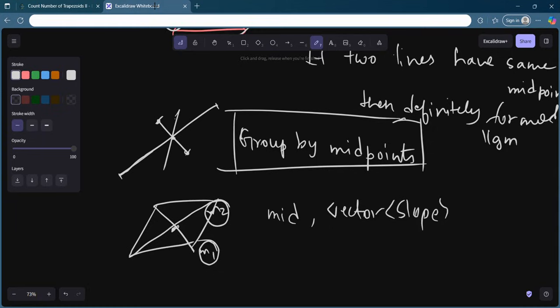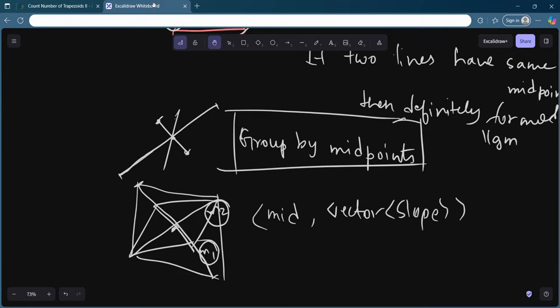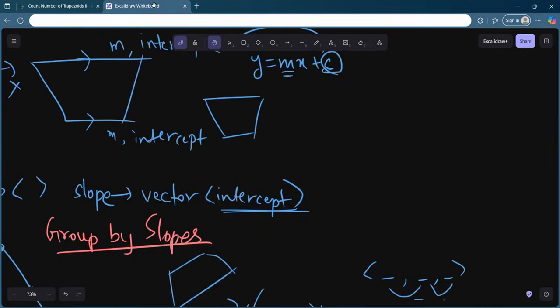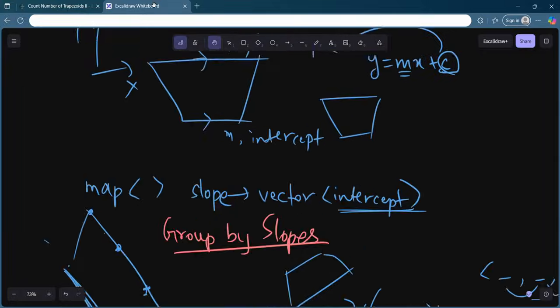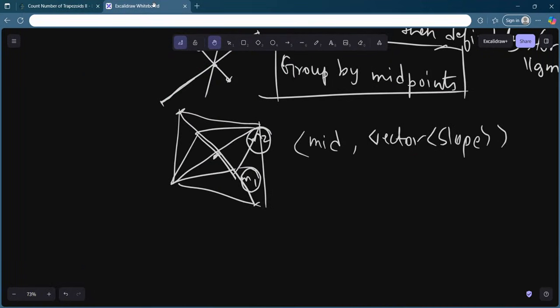Now the same midpoint may be housed to multiple vectors, right? In this case, this can also be a parallelogram with this, something like this also. So that we will see, those things we will take care of later during coding. So I hope the initial approach or the idea is very clear to you, and something very similar to what we used for the slope intercept, you can also use that here, okay?